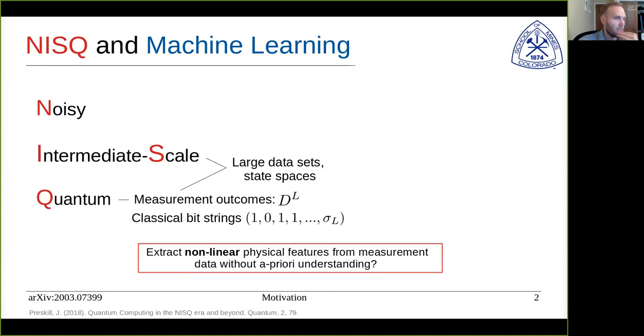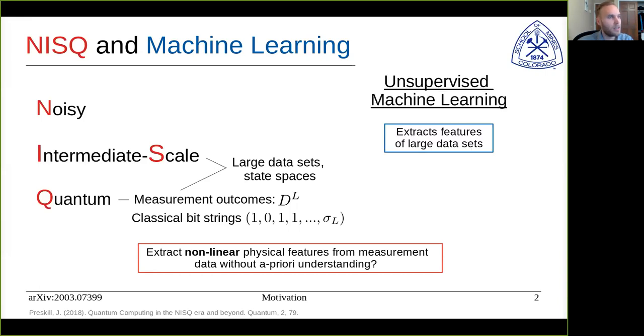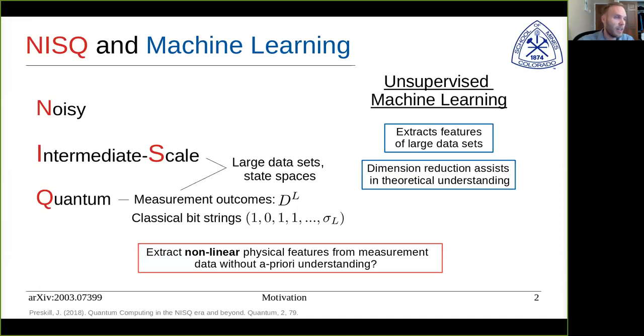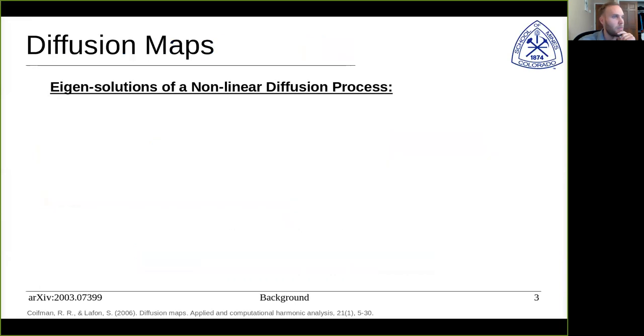A problem is how to extract nonlinear physical features from these large data sets in their large state spaces without a very good a priori understanding. For example, you don't yet fully understand quantum simulators very well. This is where unsupervised machine learning can come in. You can extract features of large data sets very well, and you can also reduce the dimensionality of the problem, to understand better what's going on or see it from a different perspective, which is also valuable.